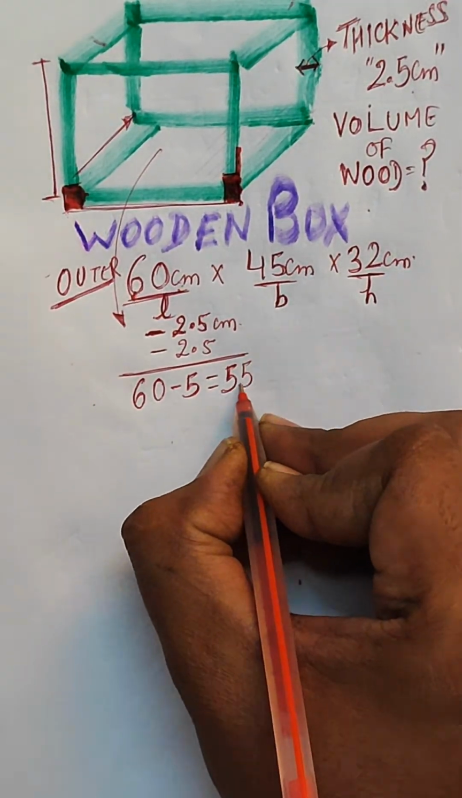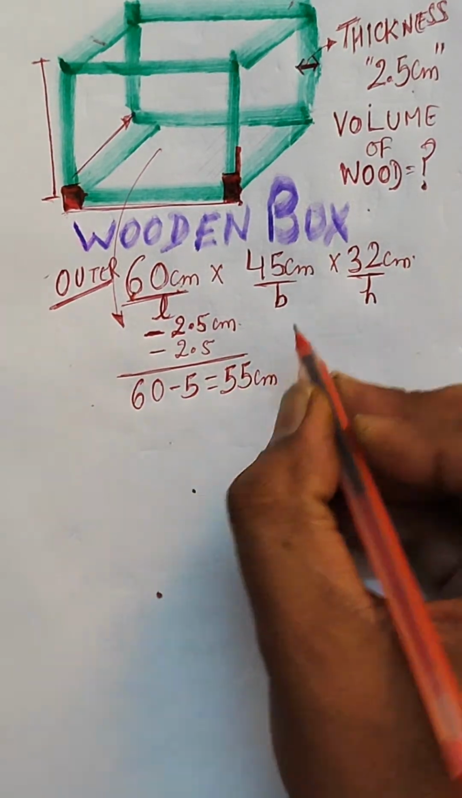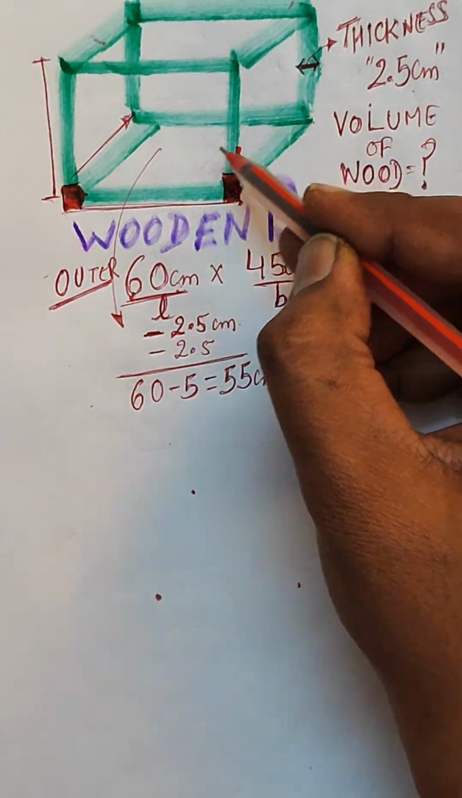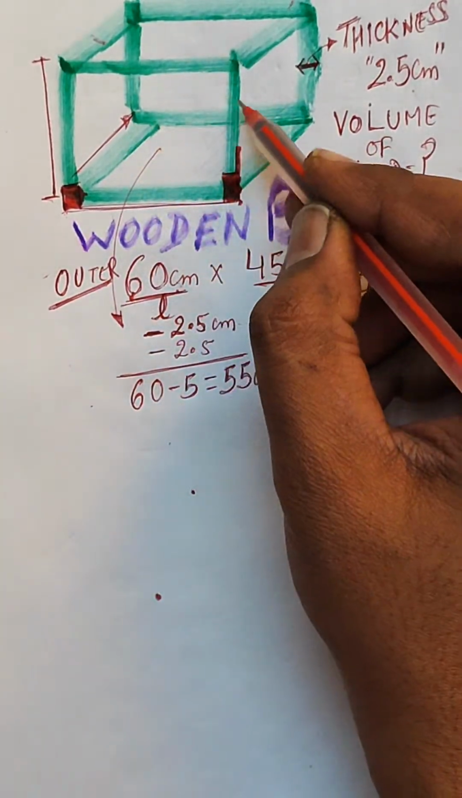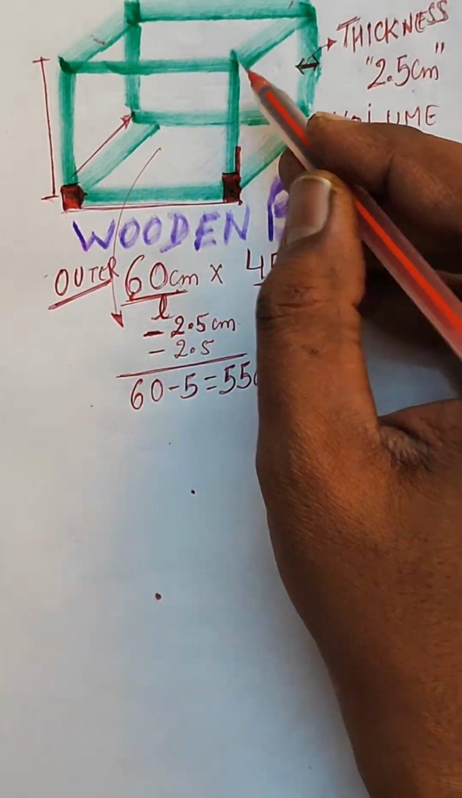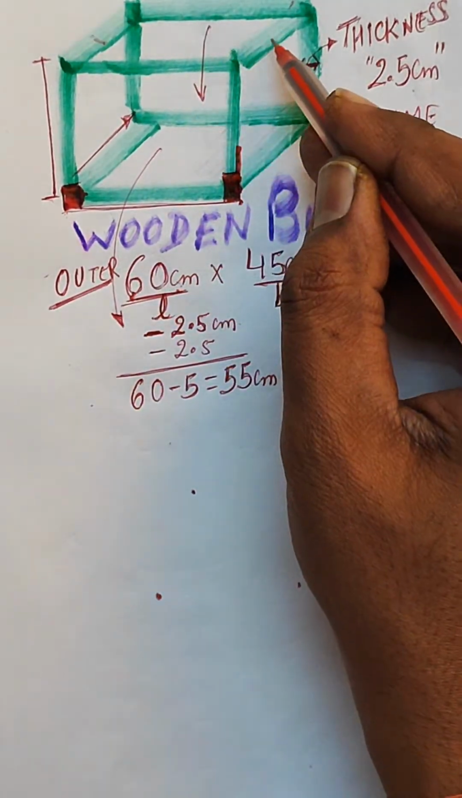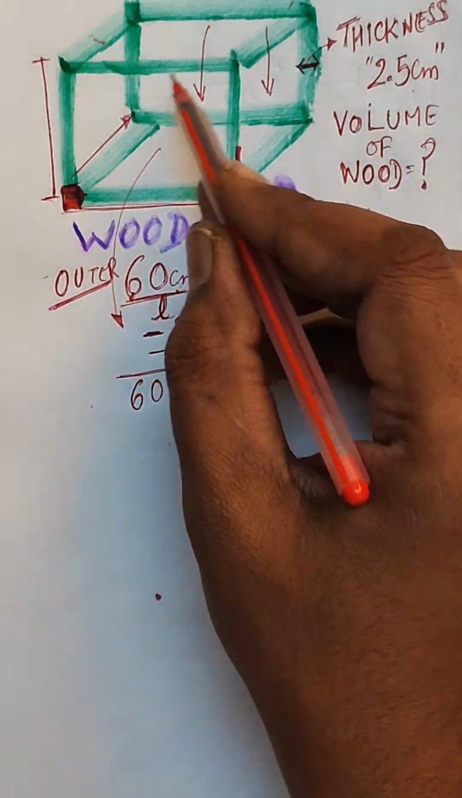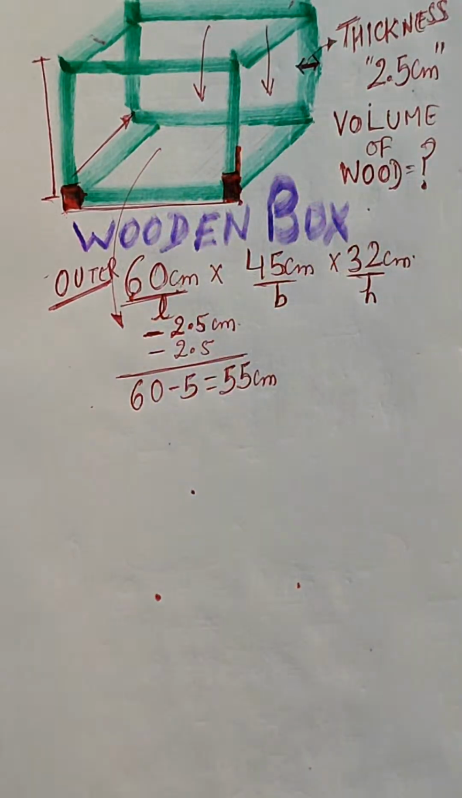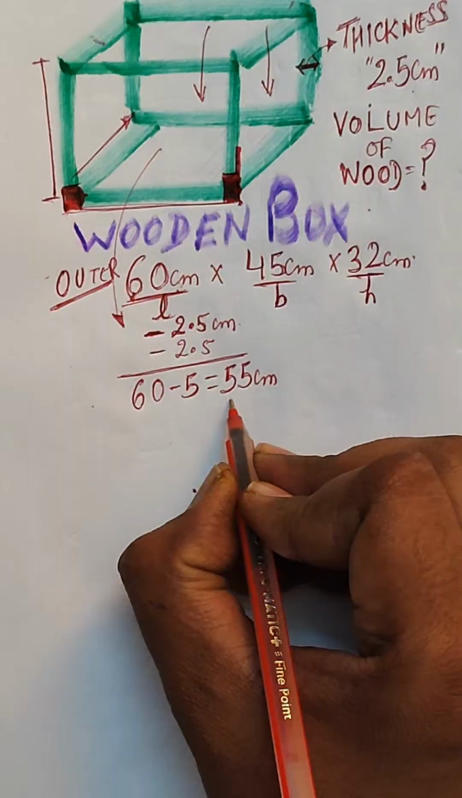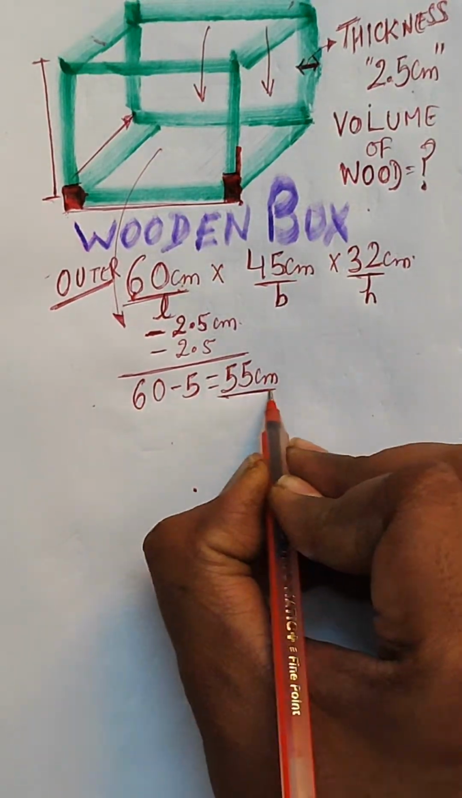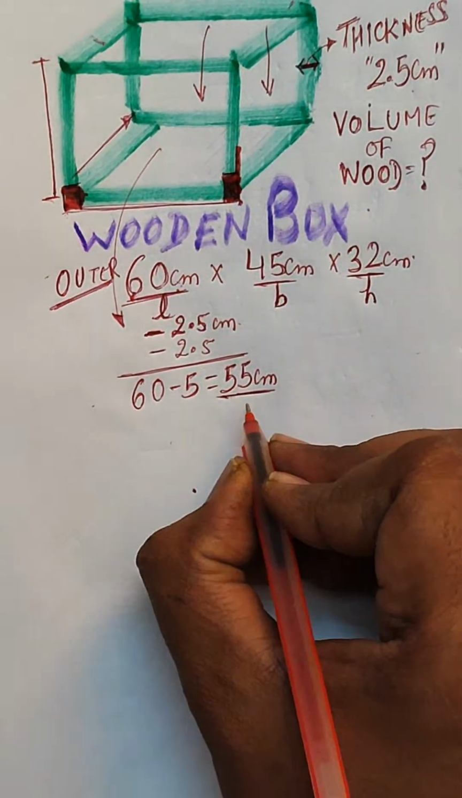So 55 centimeter is the internal space, the length of the box, which is having some internal space where you can keep some things, where you can just keep some items over here, okay. So I'm just seeing how much space is available to you. So for that internal space, the new length will be 55 centimeter, right?